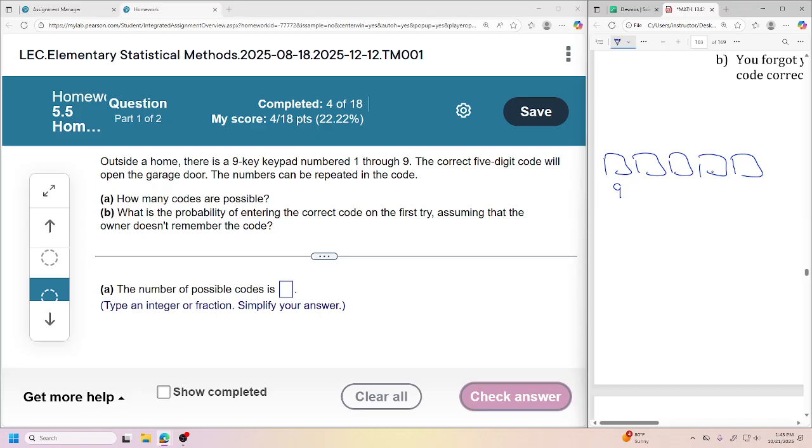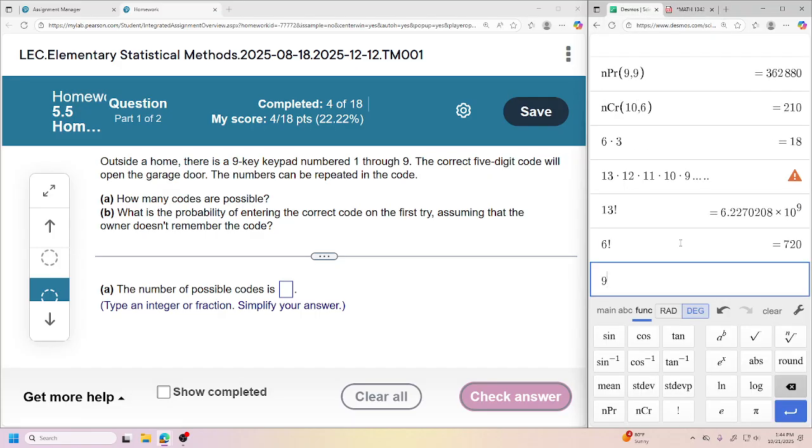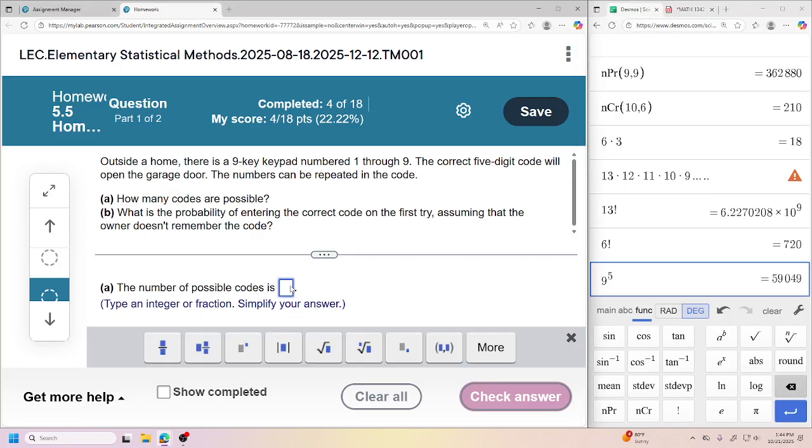9. Very good. But it says I can repeat it. So how many options? 1 through 9. How many options? 9. All the way down. So multiply, multiply, multiply. Or, you were saying earlier, 9 to the what? Yeah, 9 to the 5th power. Yep, just like that. Cool. This is just review.